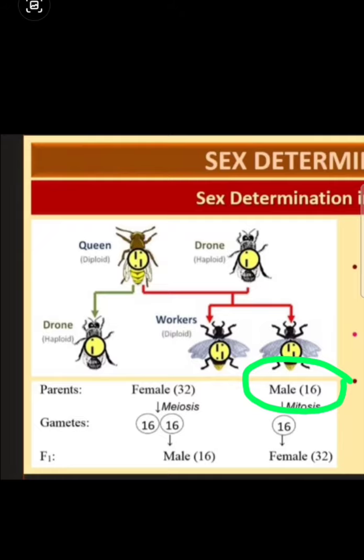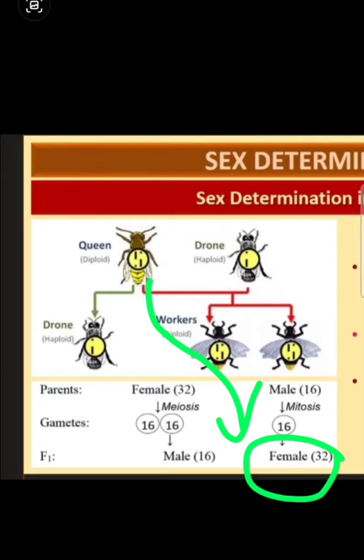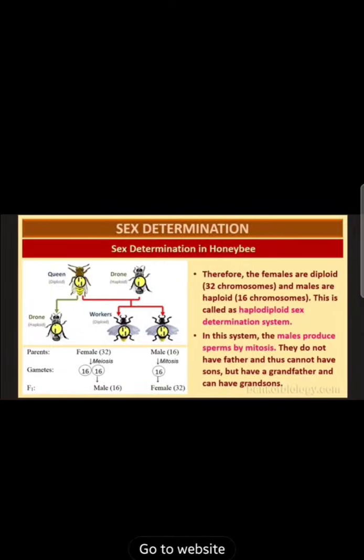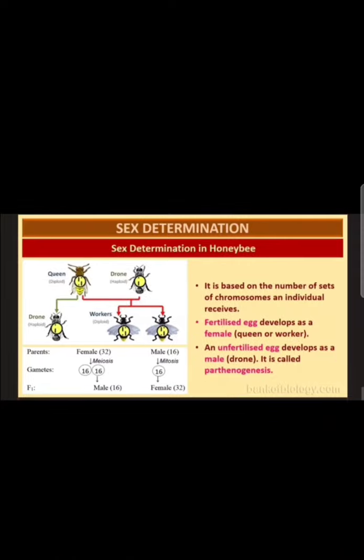The number of chromosomes will not change. So they will produce 16 chromosomes only. Okay, and then the females with 16 chromosomes will fuse to form the 32-chromosome female progeny. Okay, so female or worker, they will produce.